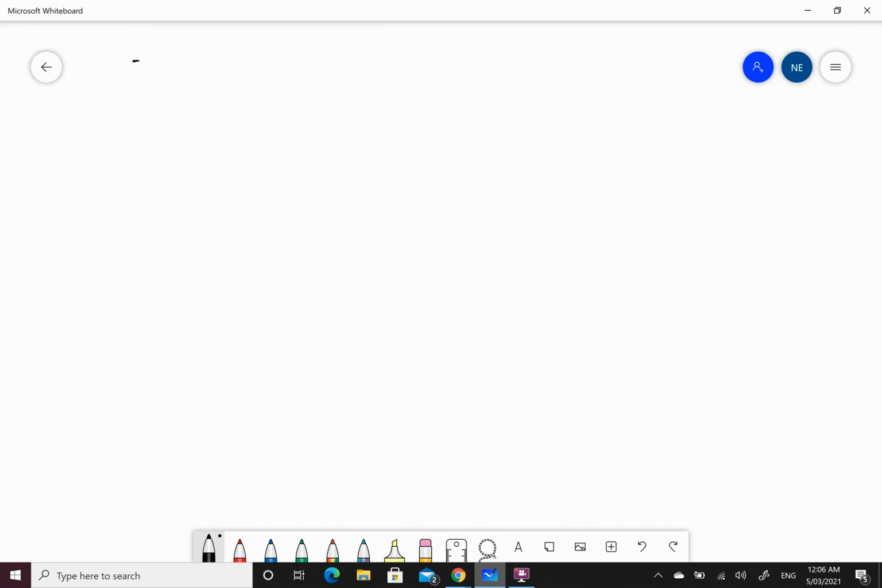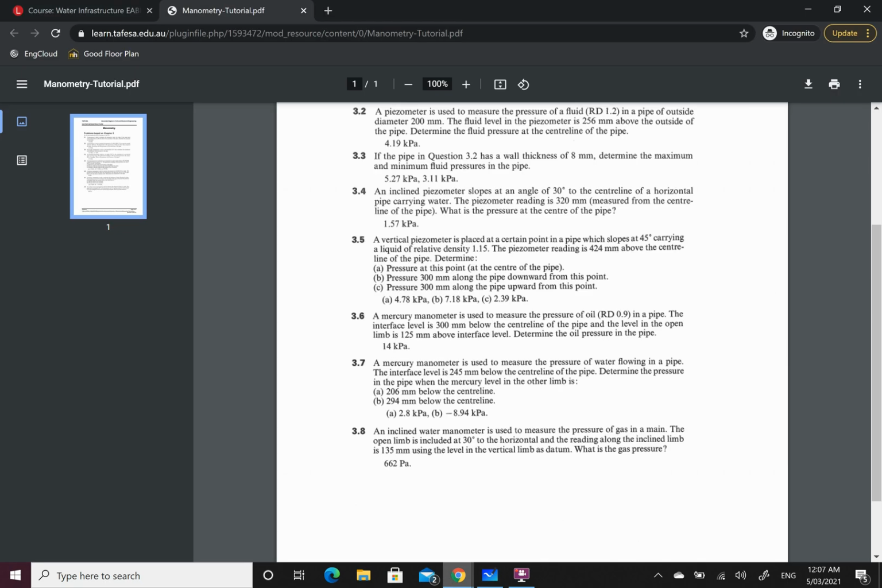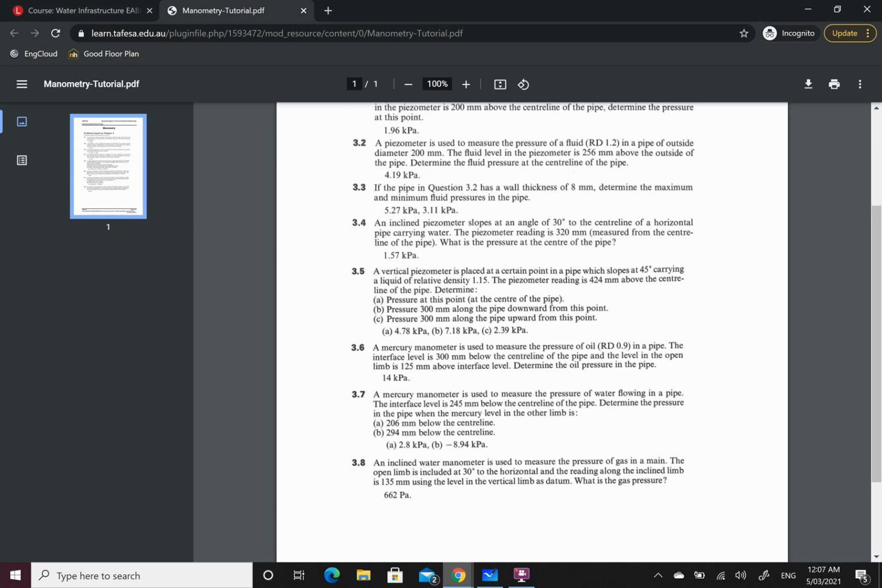Just interpreting what's going on here, what you're going to find is we have to go back to our first principles. Good fun. Alright, so what do we have? I have an inclined water manometer. It's used to measure the pressure of gas in a main. The open limb is inclined at 30 degrees to the horizontal. Reading on the inclined limb is 135 millimeters, using the level in the vertical limb as a datum. What is the gas pressure? We're aiming for 662 pascals.